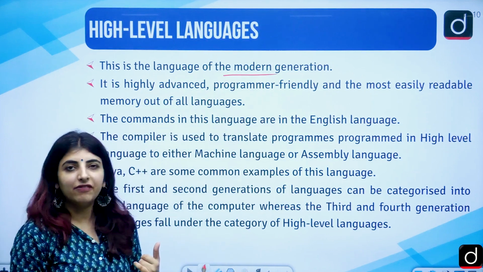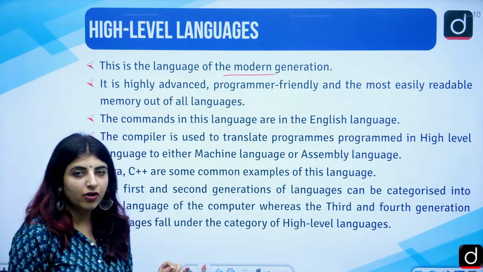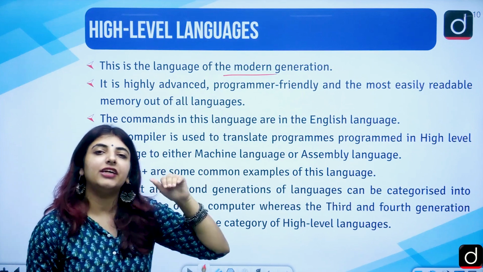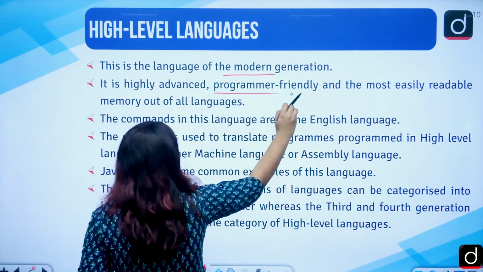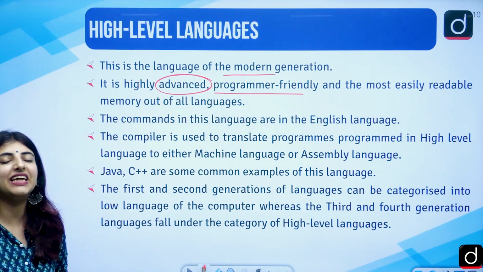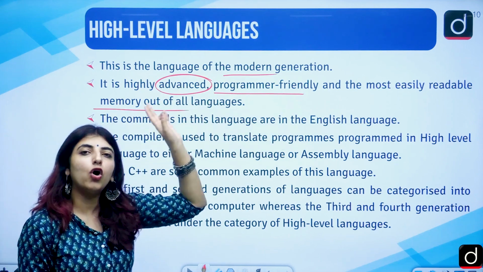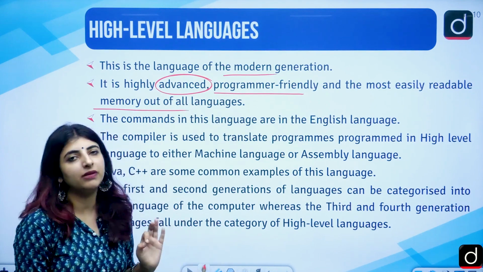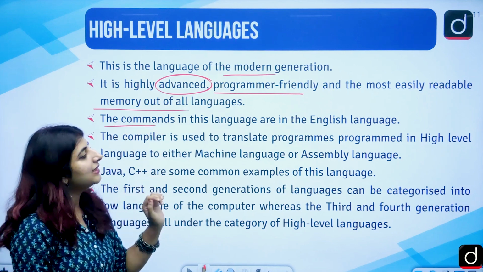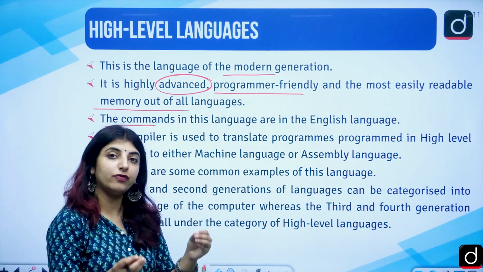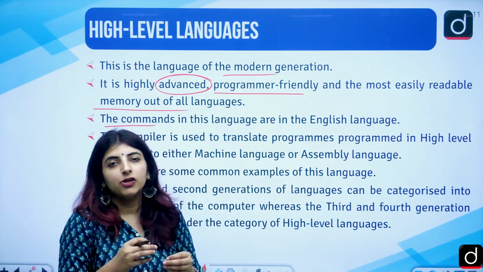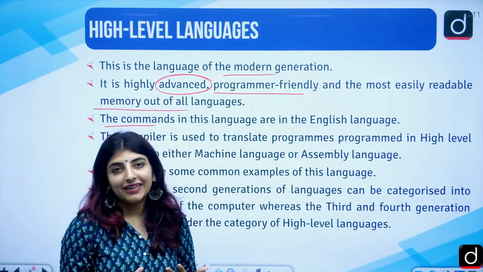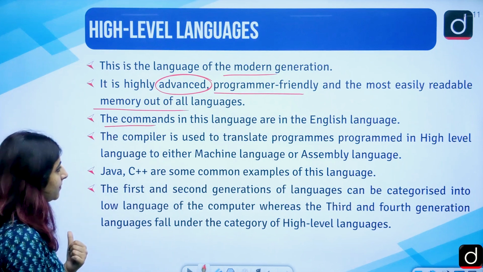So machine level language, that is the language of the first generation of computers. Then we had assembly language, second generation. Then we have high level language, that is of modern generation. Programmer friendly, advanced, most easily readable out of all the two languages that we have talked about, and this one being the third. This one is the easiest of them all to program. The commands in this language are in English, hence it is the language of the human beings for that matter. So a person who knows English will be able to create a program easily using high level languages.